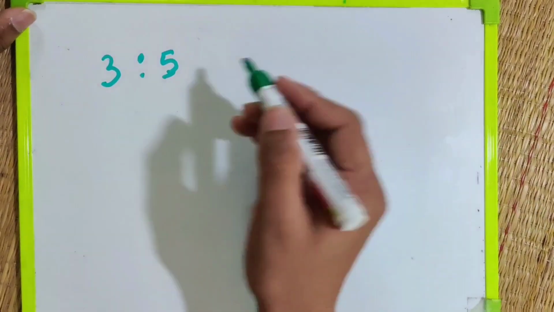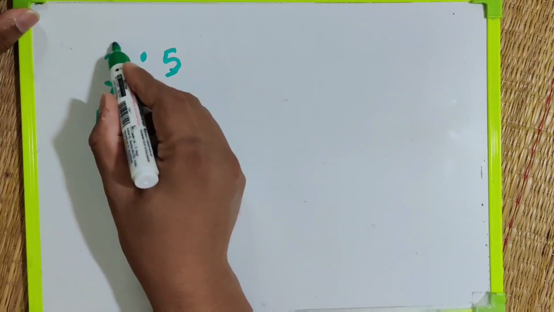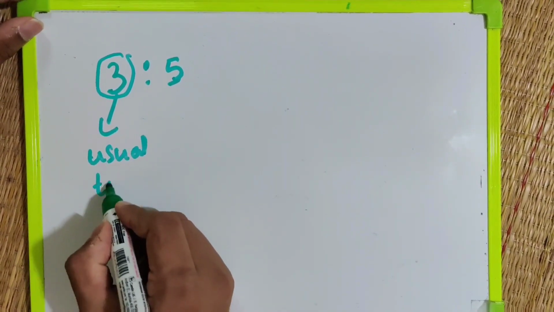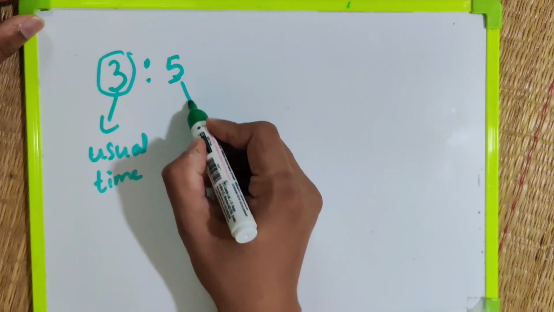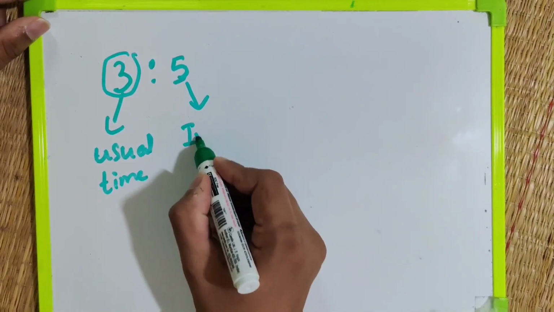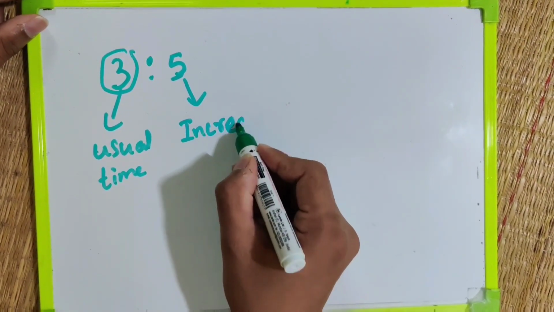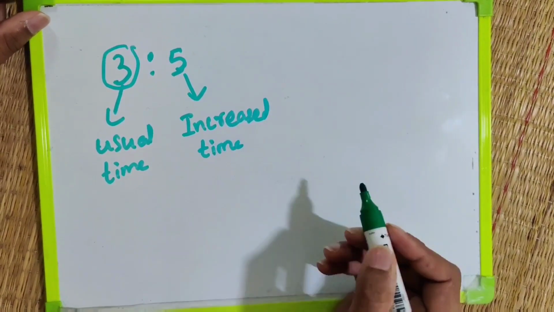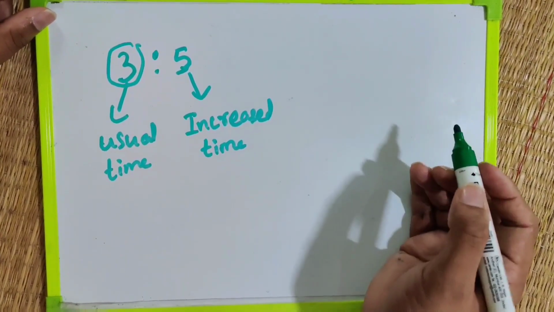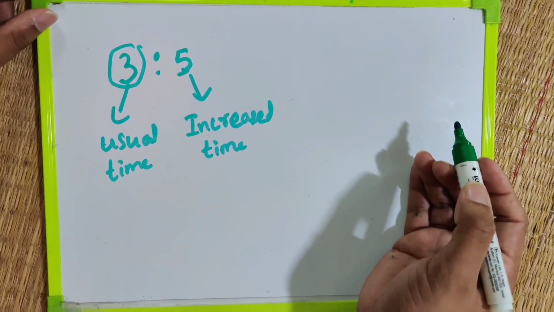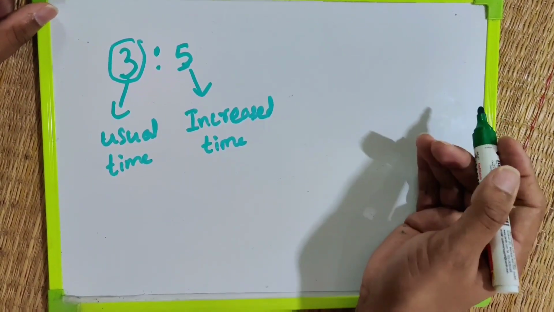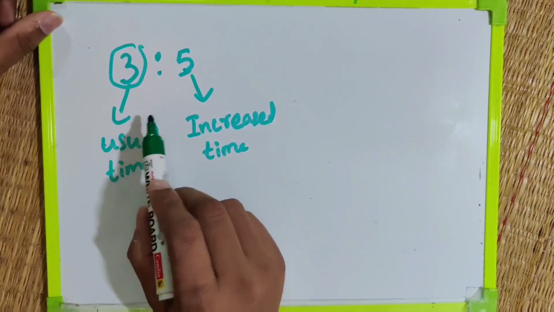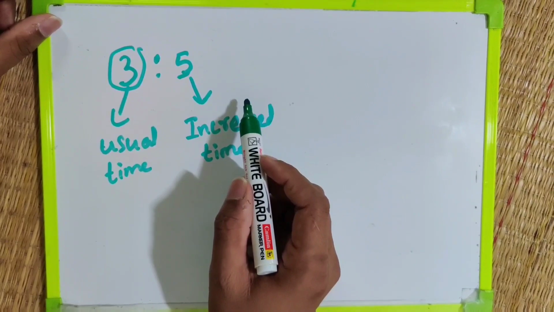So in terms of time, this 3 corresponds to the usual time, whereas the 5 is the increased time. So once you have decided this, we have to take the value. The value is nothing but difference in time, which is 20 minutes. So the difference between usual time and increased time is 20 minutes.